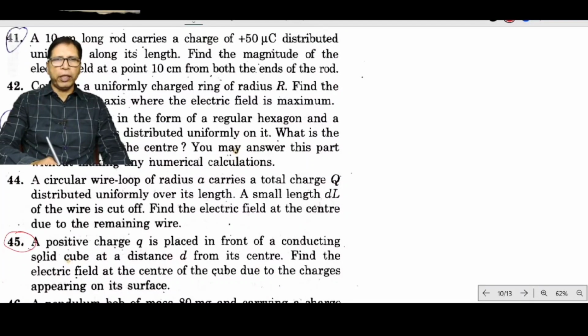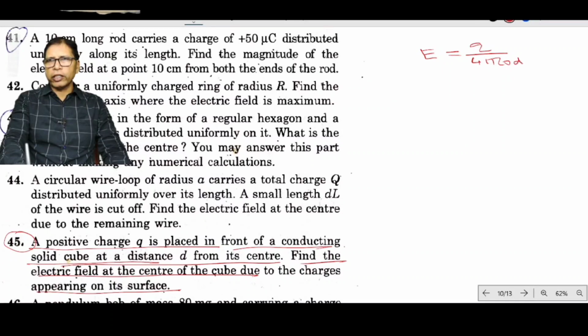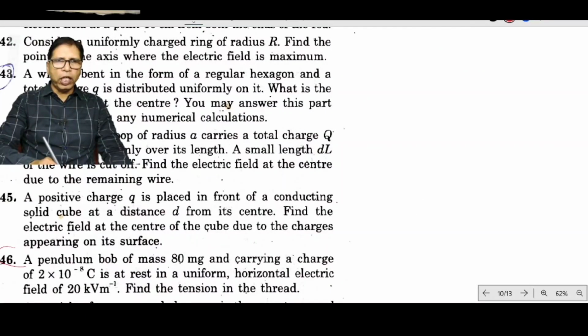Now question number 45. A positive charge q is placed in front of a conducting solid cube at a distance d from its center. Find the electric field at the center of the cube due to the charge appearing on its surface. Look at this, you know the electric field due to the charge appearing on the surface is q divided by distance square. So this is 4 pi epsilon naught d square. So the electric field is kq divided by d square. Okay.